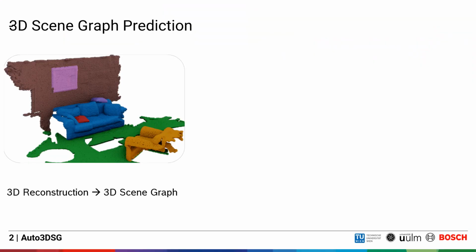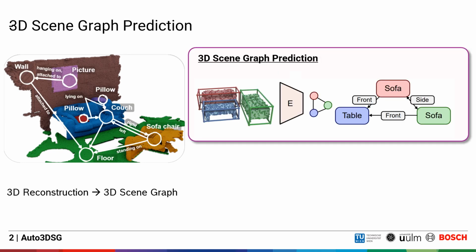3D scene graph prediction is the task of going from a 3D scene reconstruction to a 3D scene graph. This step can be performed using a neural network which takes as input a 3D point cloud and outputs a graph representation where predicted nodes represent objects and edges represent relationships between objects in the scene.